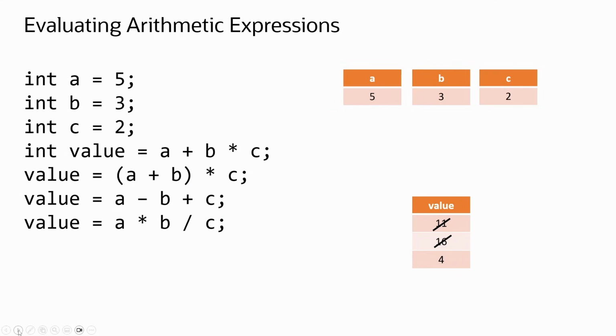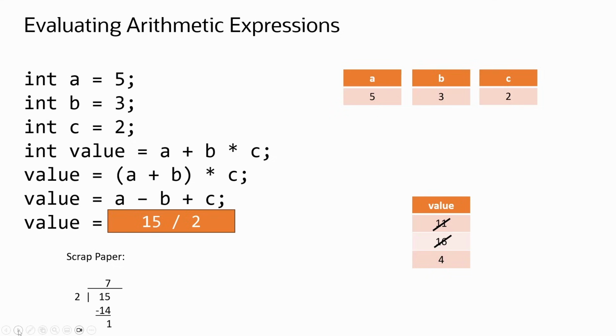In this expression, A times B divided by C, again, we're going to work left to right, evaluating the multiplication first. So A times B, which is 5 times 3, or 15. Then divide by C, which is 2. And remember, we're doing integer division here, so we get the result, which is 7, and discard the remainder, which is 1. So the answer here is 7.